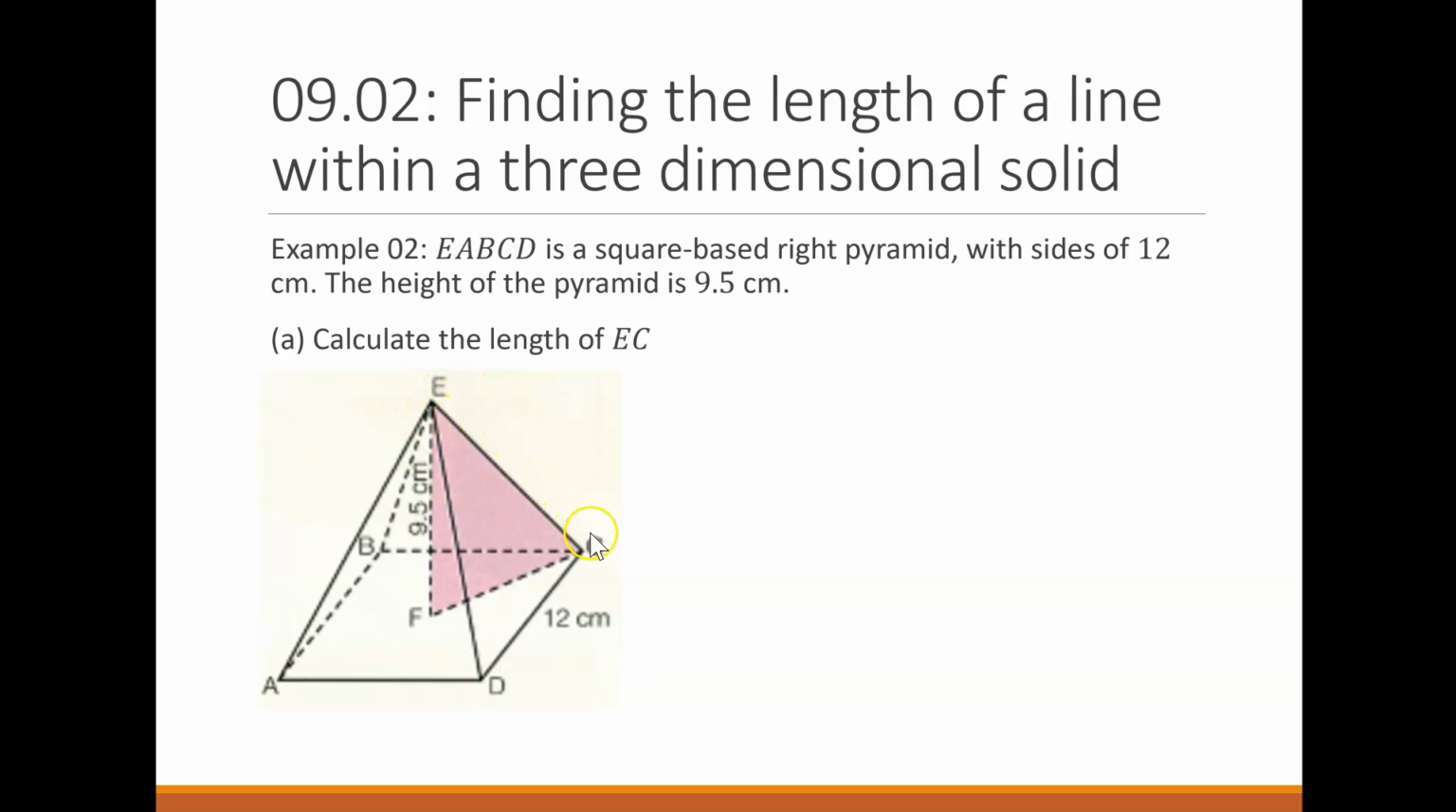I'm looking for EC. So the calculation triangle I drew was EFC. So I have EF already. That's the height of the pyramid. That's 9.5. I'm looking for EC, but I don't yet have FC. So I'm going to need to create a second calculation triangle to find FC. Does anybody see a good one to use there? Yeah, there's actually two that I think would be reasonable to use here.